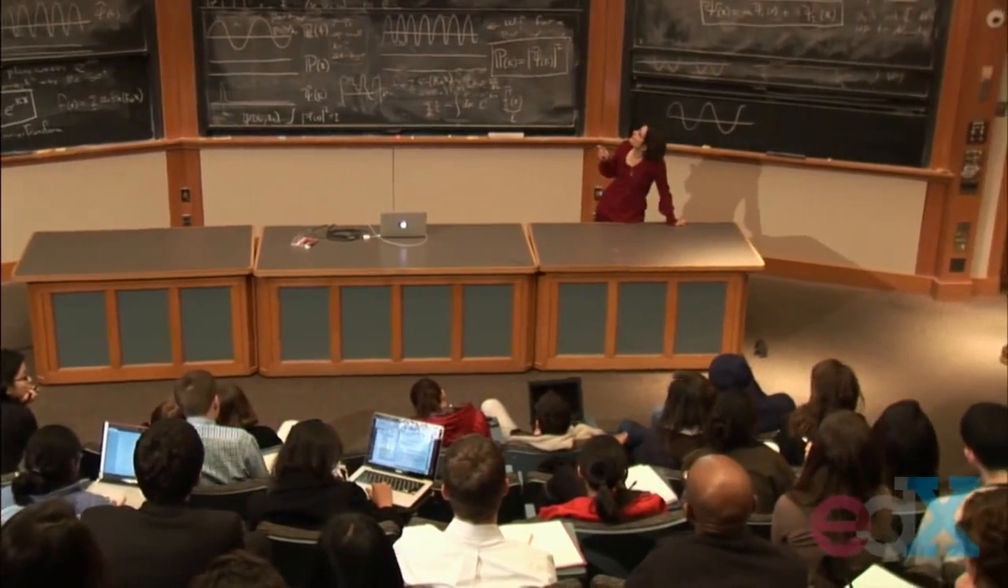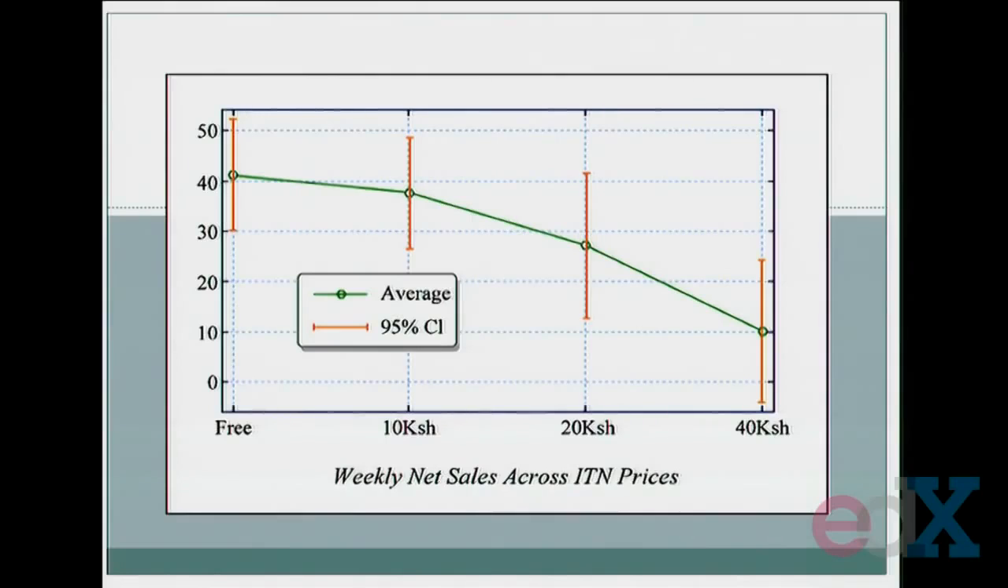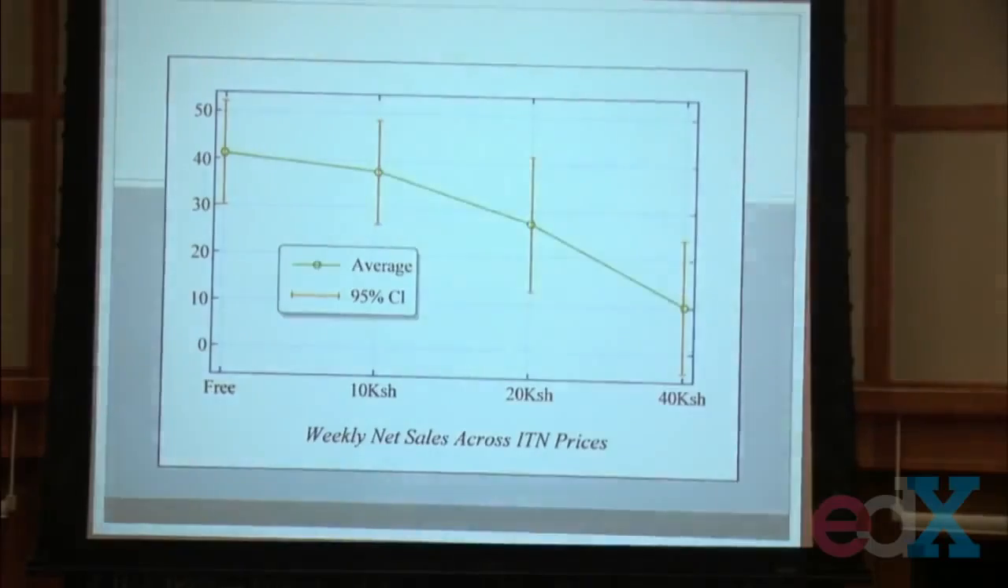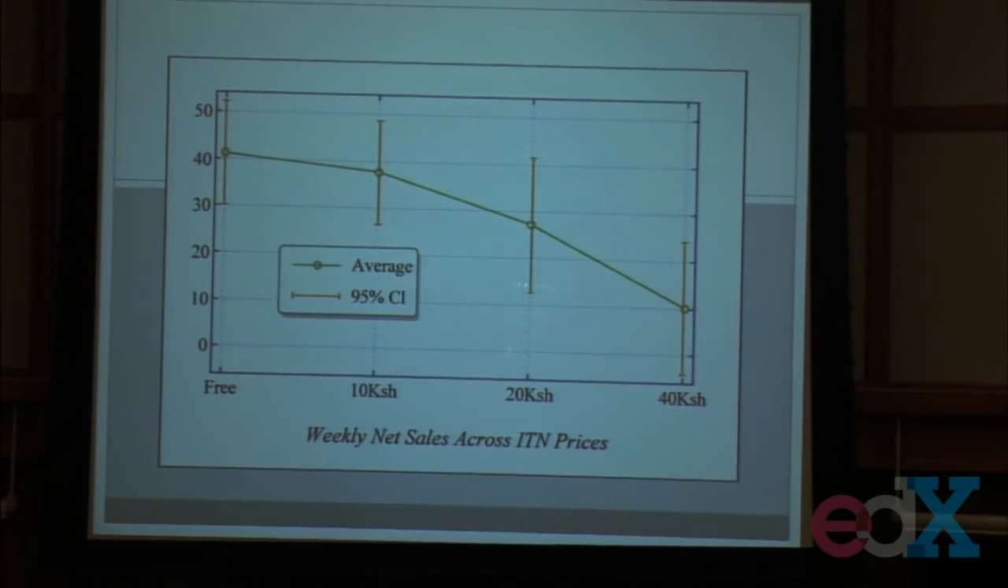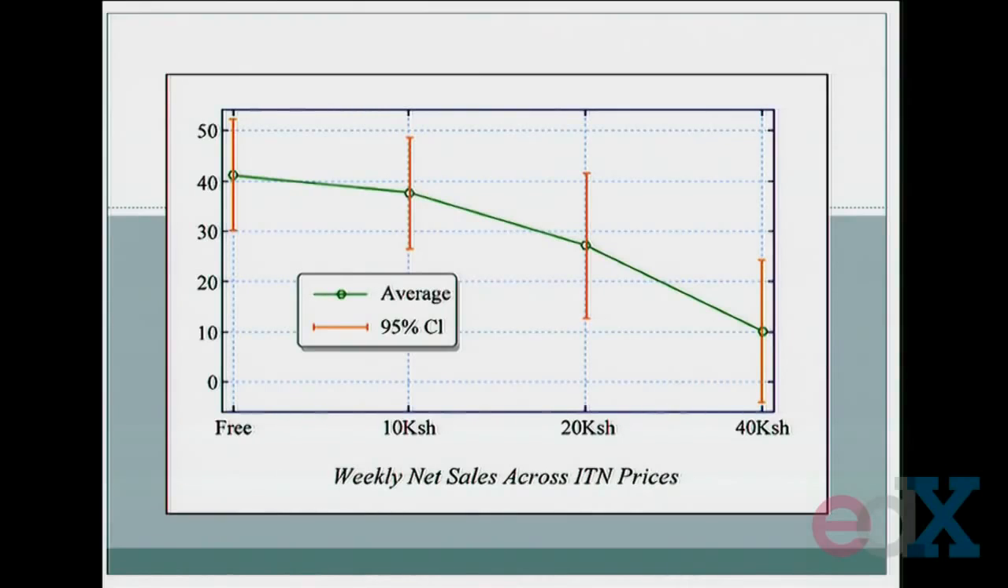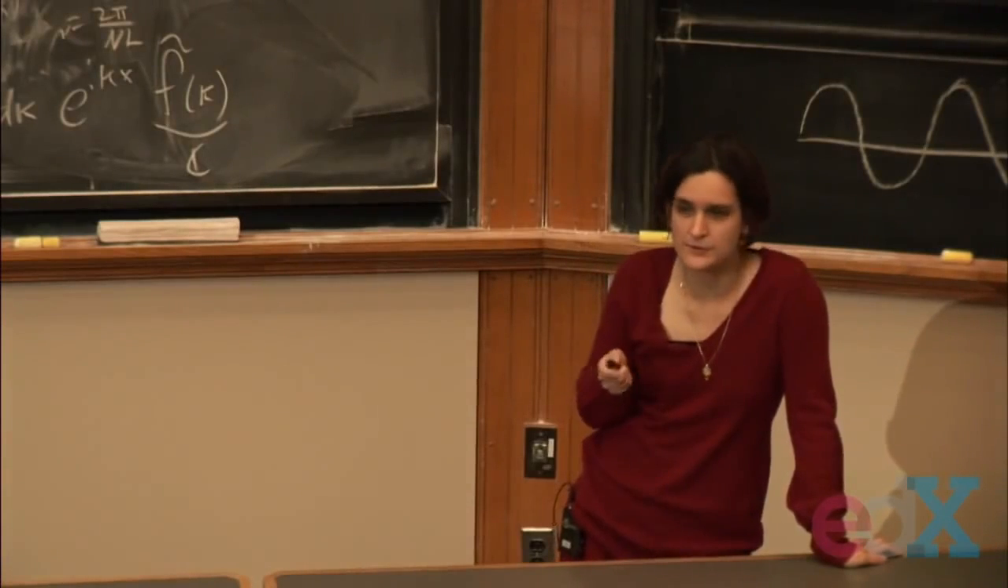The demand curve slopes downward, and it's quite steep, right? Basically at 40 shilling, which is still heavily subsidized, because the full price of a bed net is more like 80 shilling, you distribute only about 10 bed nets per week versus 40 per week when you give them for free. So it goes down quite steeply. And remember, because they were randomly selected, we know that it is due to the price and not due to differences across those regions.